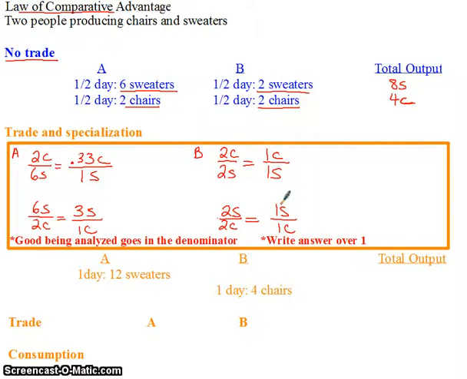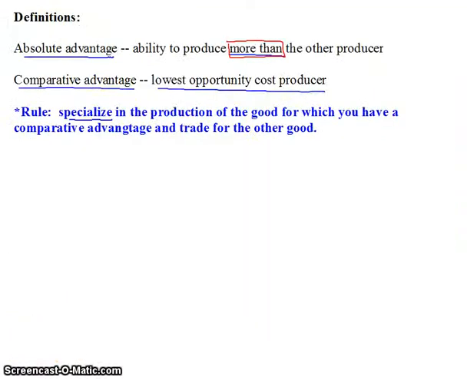Once we've calculated that, that's our first step. Then we want to ask, who is the lowest opportunity cost producer of making chairs and sweaters? Remember, the lowest opportunity cost producer is the person who has the comparative advantage. The lowest opportunity cost producer is the person with the comparative advantage.